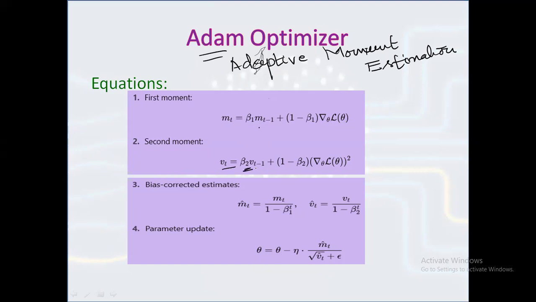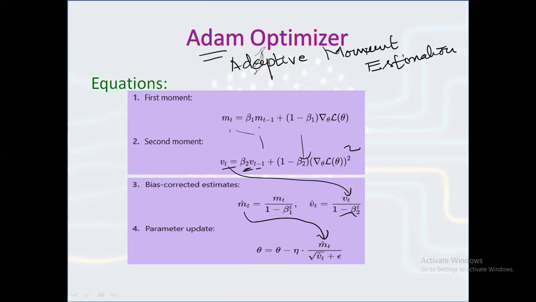The second moment is given by Vt equals beta 2 times Vt minus 1 plus 1 minus beta 2 times the squared gradient. Next, the bias correction is given by m hat t equals mt divided by 1 minus beta 1 to the power t, and v hat t equals Vt divided by 1 minus beta 2 to the power t. This is the formula. Next, the parameter update is given by theta equals this value. We are going to substitute the values one by one and get the result.